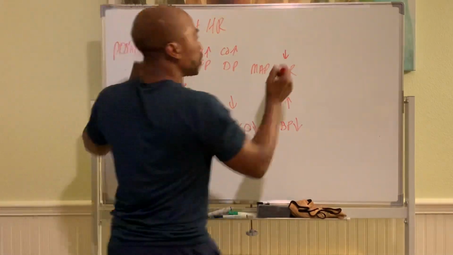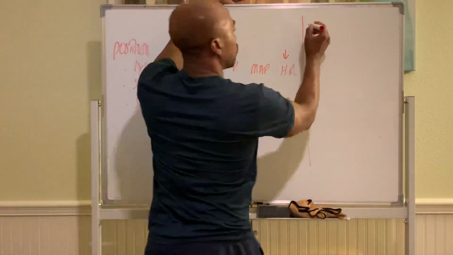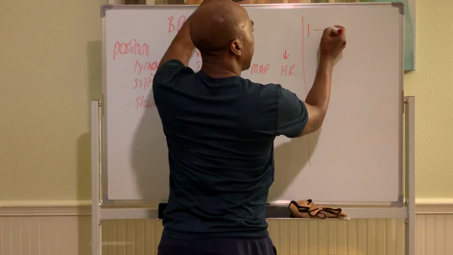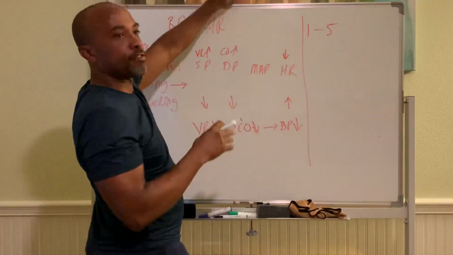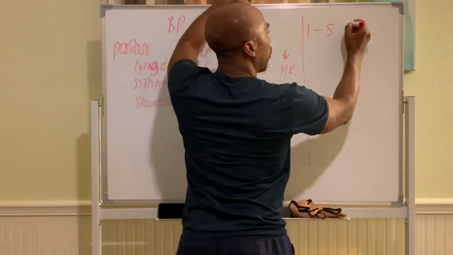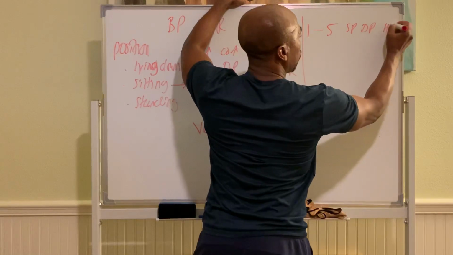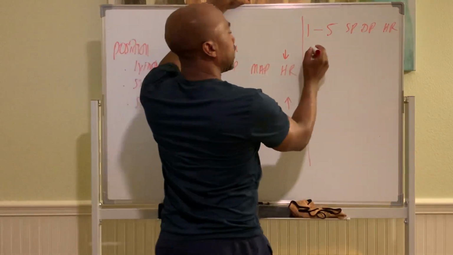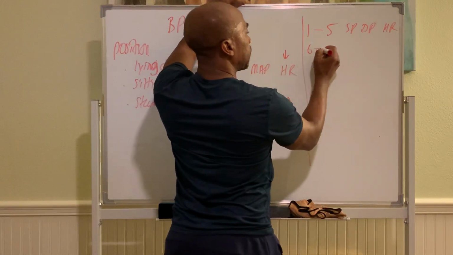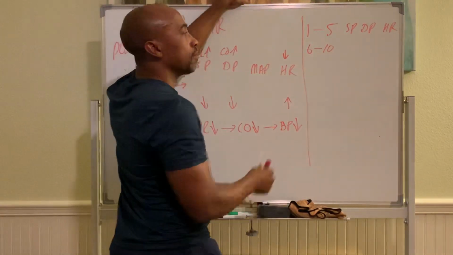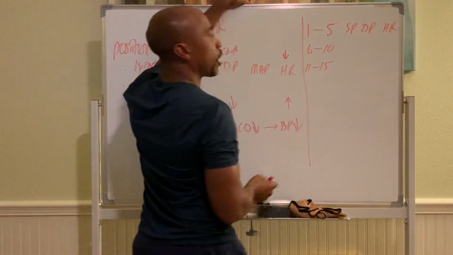Let me ask you to look at these same things in the three conditions. From minute 1 to minute 5, you're resting. We're going to measure these things each minute for 5 minutes. Measure, again, SP, DP, and HR. And then for the next 5 minutes, do exercise. So from minute 6 to minute 10, exercising, measure again. And then from minute 11 through minute 15, you're recovering, measure again.